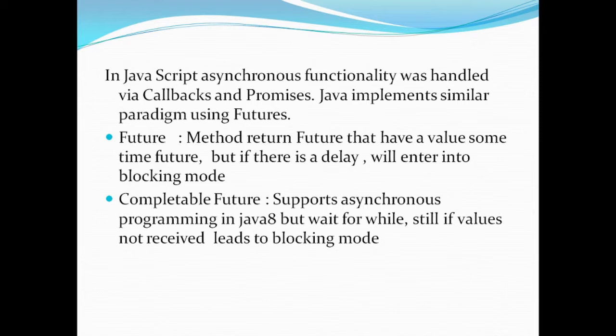To achieve asynchronous programming in JavaScript, we used to handle it with callbacks and promises. Java implements a similar programming paradigm by using futures. A future is a return type we can apply to RESTful endpoint methods, which can return a value sometime in the future. But if there is a delay in the application generating the response, the application goes into blocking mode.